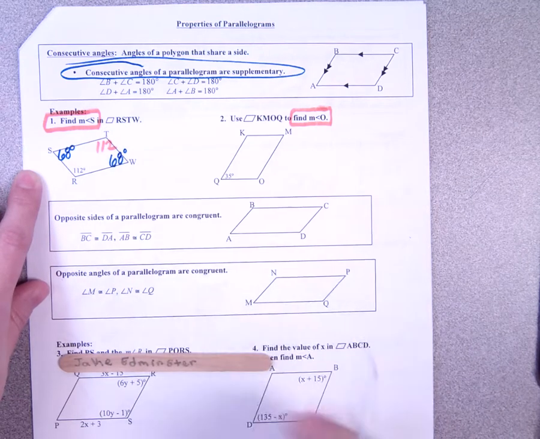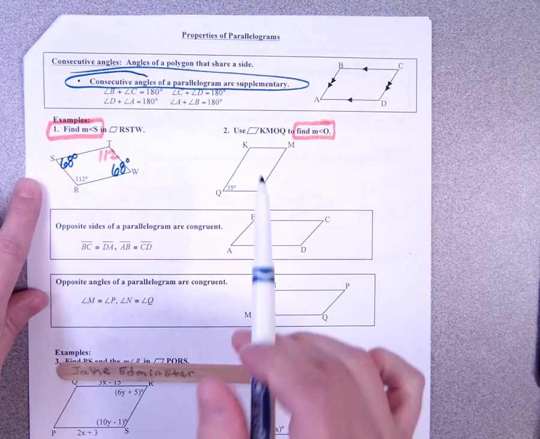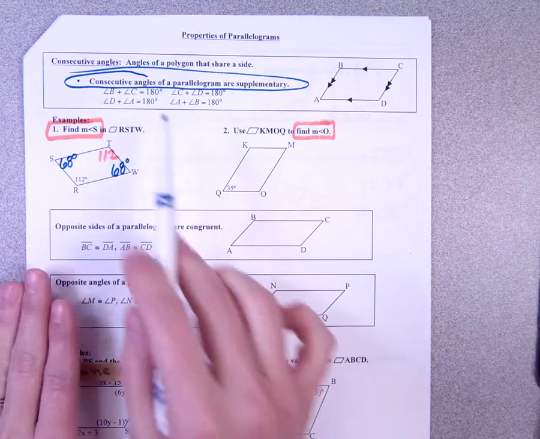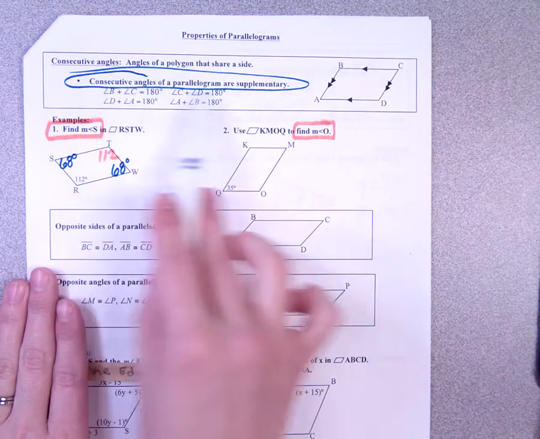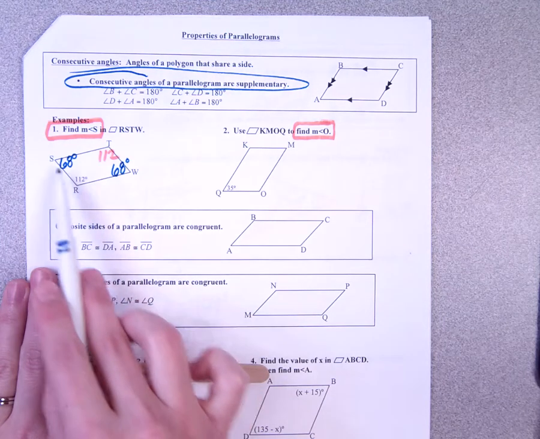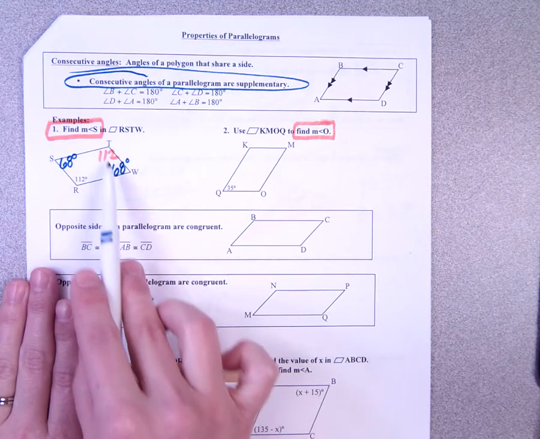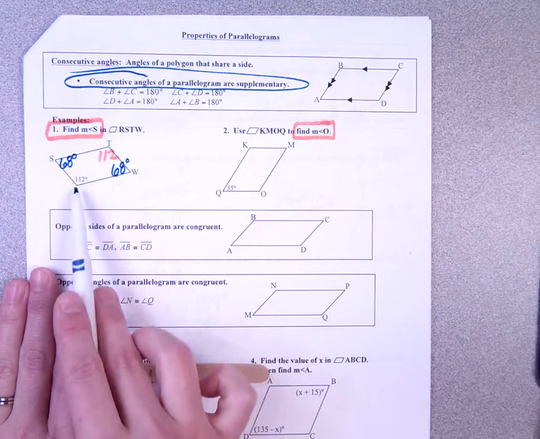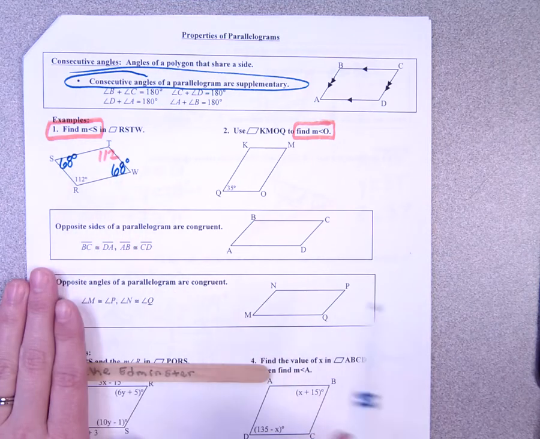68. So I've got the same notes on here too. I just had us put it in the foldable so it's just in one spot and you don't have to go hunting all over the place. So here it tells you up here that consecutive angles are supplementary. So these two are supplementary, these two are supplementary, these two are supplementary, and these two are supplementary. But then opposite ones, those are congruent.